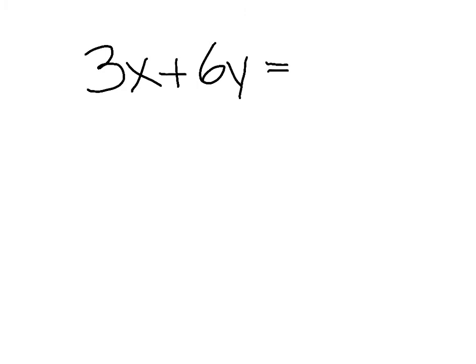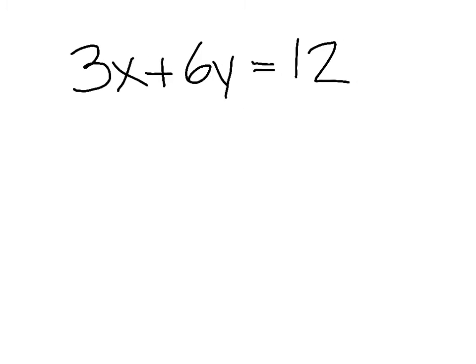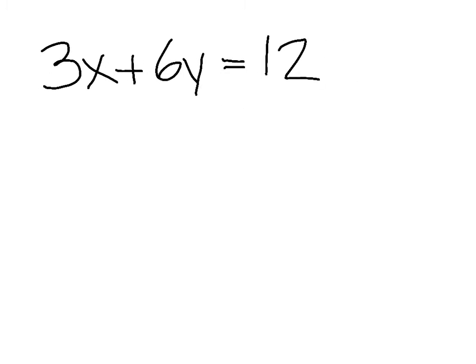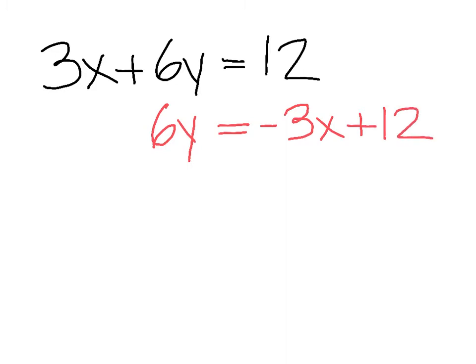This one is 3x plus 6y equals 12. And I want to graph this. In order to graph it, I have to put it into slope-intercept form, which means that I want my y by itself. So this 6y would have to stay where it's at. And the 3x would move over and become negative, keeping the plus 12 where it's at.